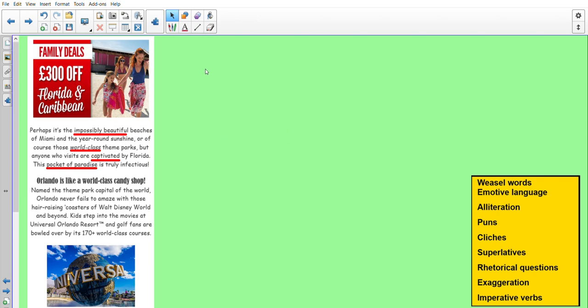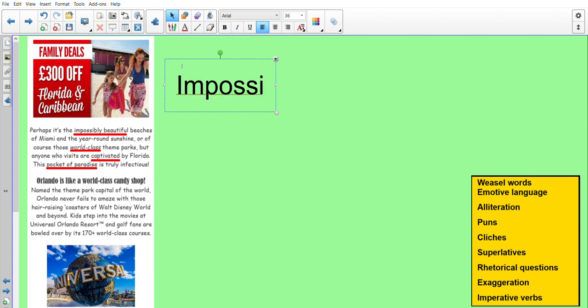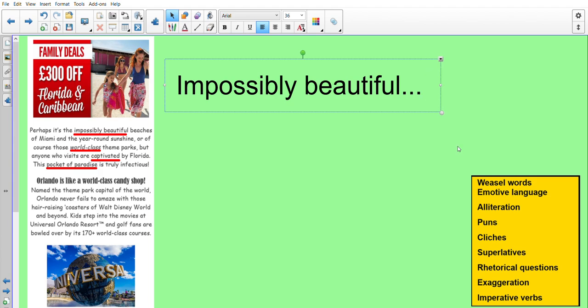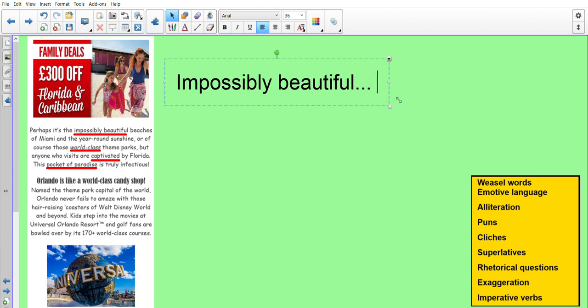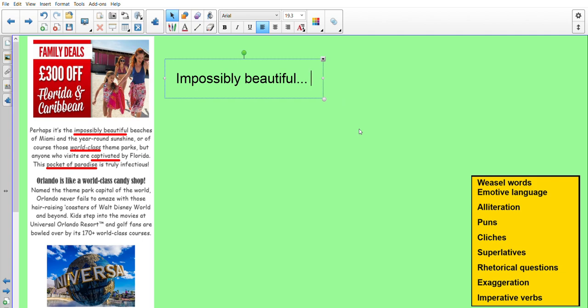So what could we borrow there that would work in a text about Greece? Well, Greece is impossibly beautiful, isn't it? I put dot dot dot. Now that, I'd say, is an example of exaggeration. It's not so beautiful that it's impossible, but Greece is a beautiful country, so you could use that there, couldn't you? World class. Well, world class is a bit of a weasel word, I'd say.